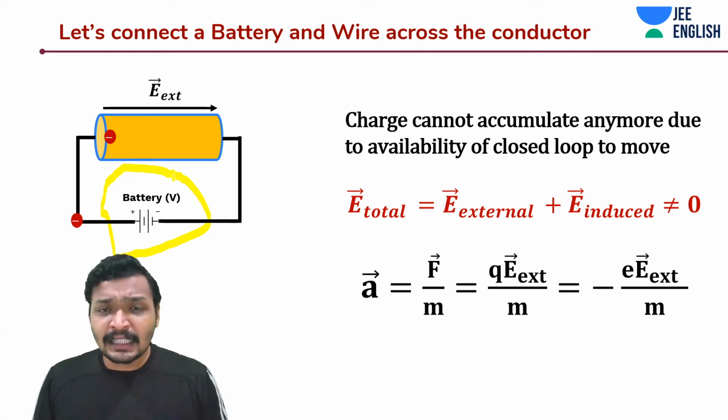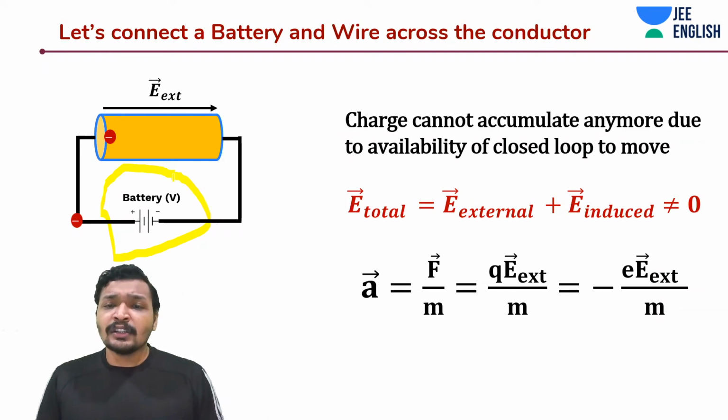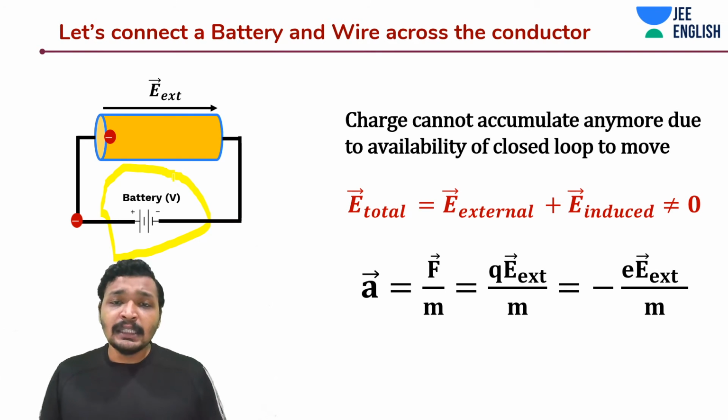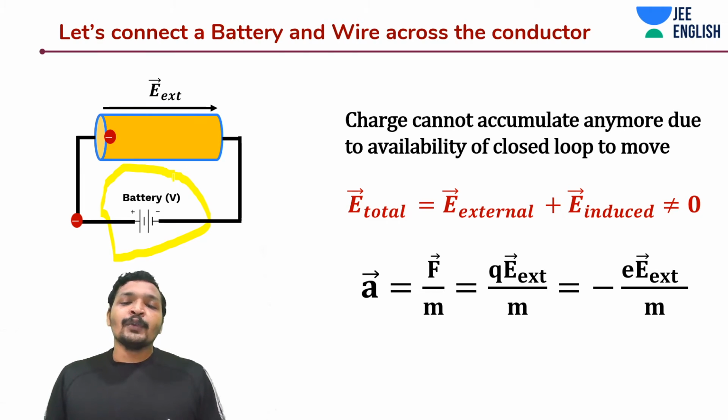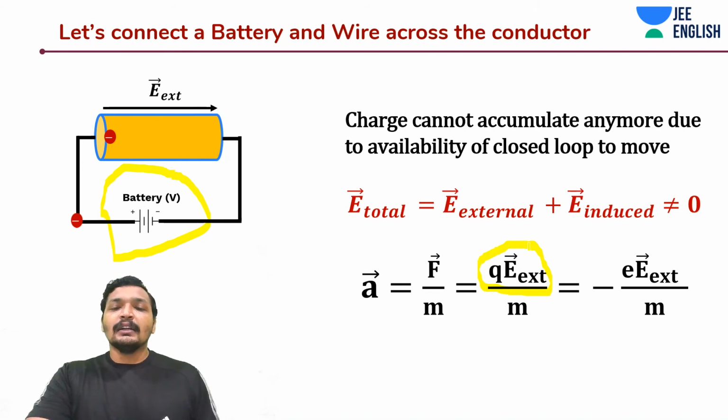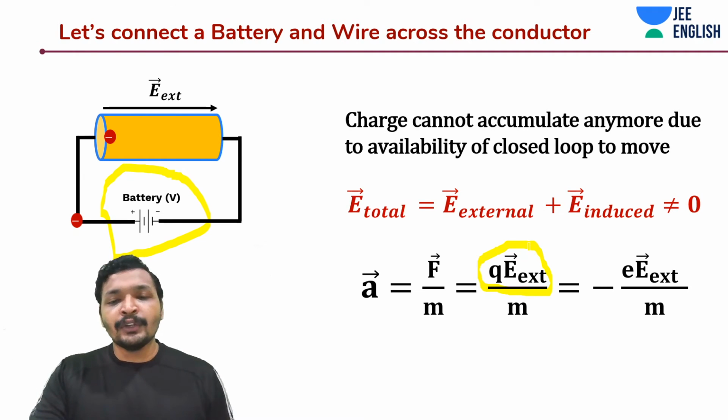If there is a net field that is non-zero, then what happens? Then these electrons should be accelerating. These electrons should be moving. They cannot just be dealing with the thermal energy. They are also dealing with an external electric field which is going to drive these electrons. And how do we calculate the acceleration? We know this external electric field is going to create a force Q into E.